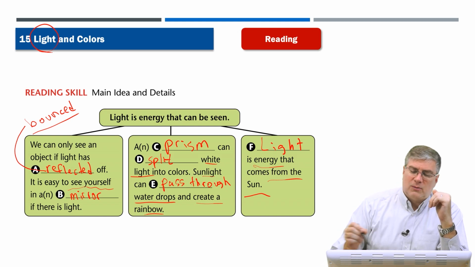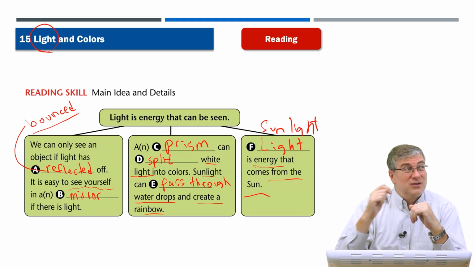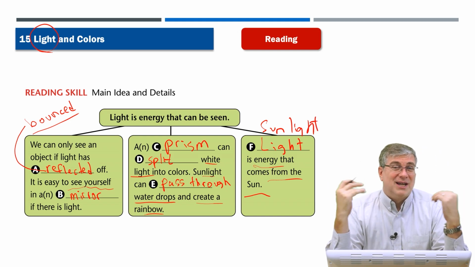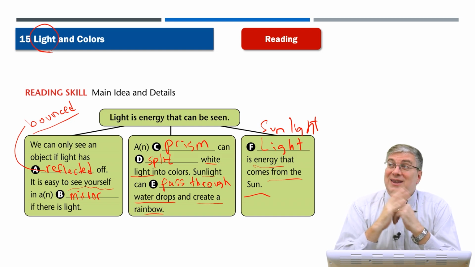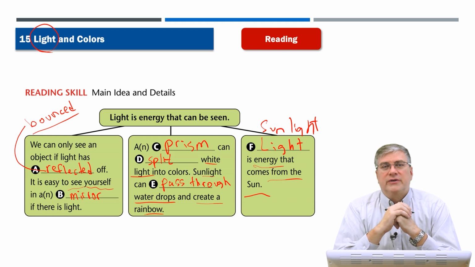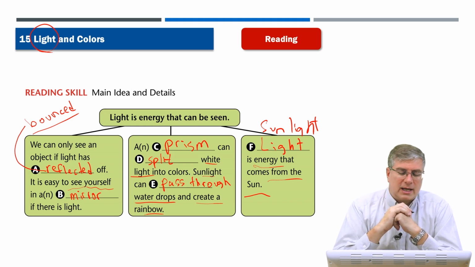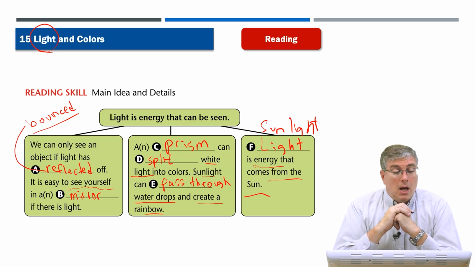In fact, we should probably change it to sunlight, because light also comes from the lamps in the studio, and I'm feeling quite a bit of energy from these lights. So sunlight is energy that comes from the sun. Of course, you could also just say light too, but light can have different sources. So to be specific, sunlight is energy that comes from the sun. Okay, so those are the ideas in this unit.